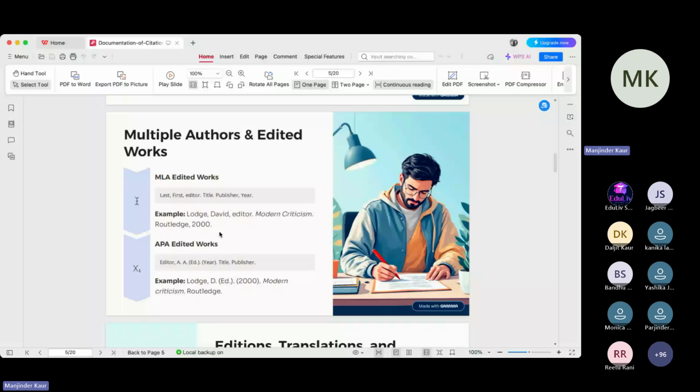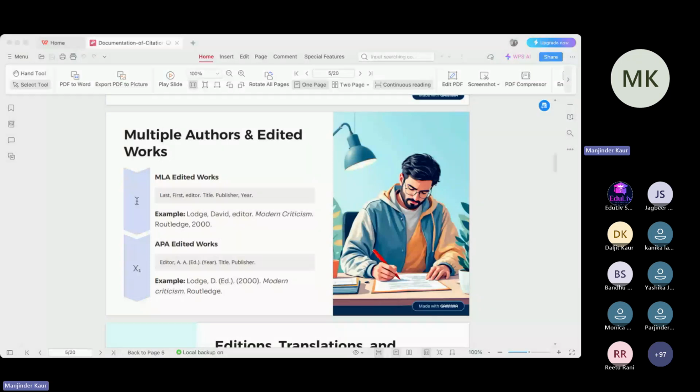Now let's come to APA. Lodge, comma, D. They aren't writing David, right? Period, Ed., Ed. is the short form for editor. So we have put the short form symbol also, in parentheses, after that a period. And after that, in parentheses, we put the year of publication, followed by a period, the name of the book, followed by Routledge, the publishing house. I believe all this is clear.